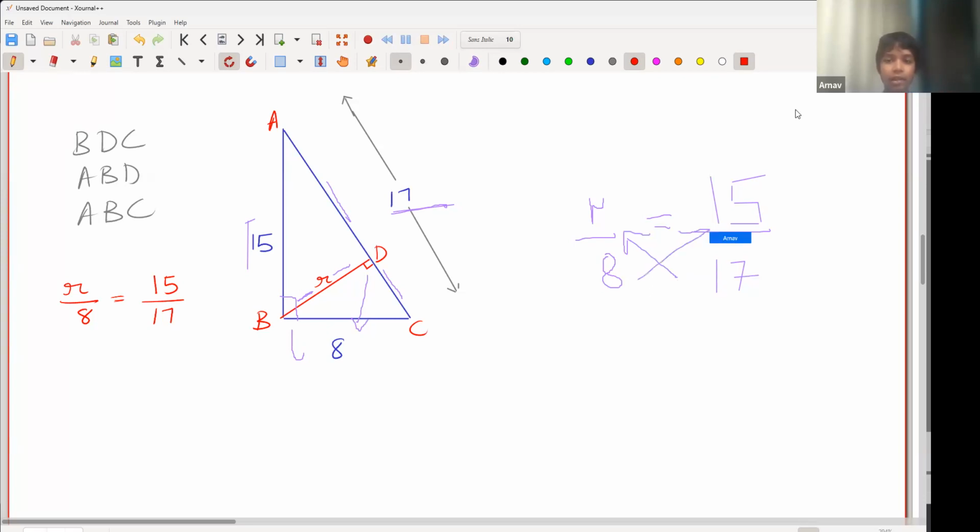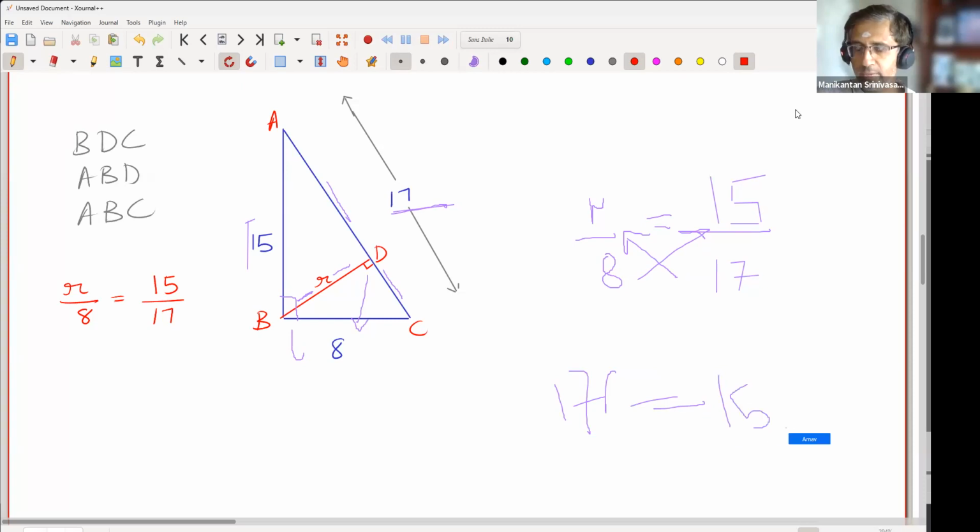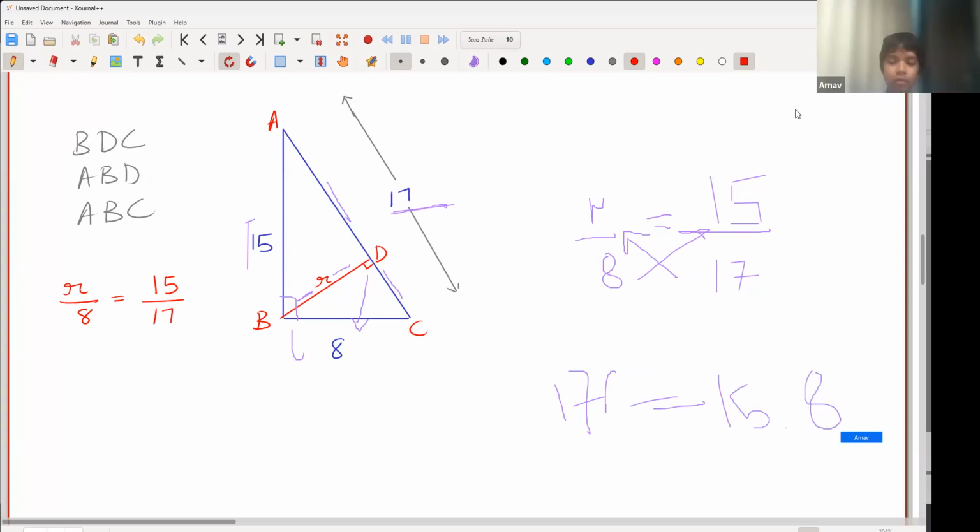So 17R is basically equal to 15 into 8. Then you can do R is equal to 120, because 15 into 8 is 120, divided by this 17.